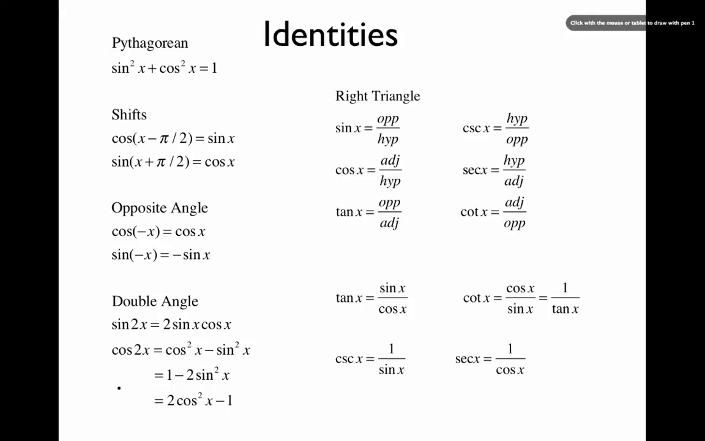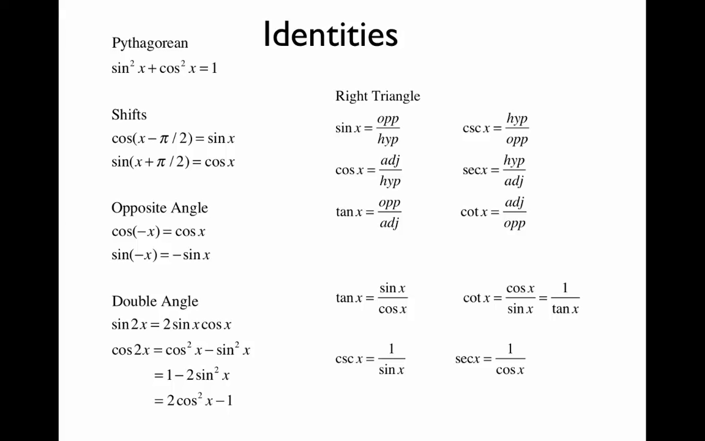Here are some that we did not talk about. Okay, double angle. Sine of twice the angle is equal to 2 times sine of the angle times cosine of the angle. That's a very common one that you use. Cosine of 2 times an angle has 3 different versions. You can see them right here. Cosine squared minus sine squared, 1 minus 2 sine squared, 2 cosine squared minus 1.